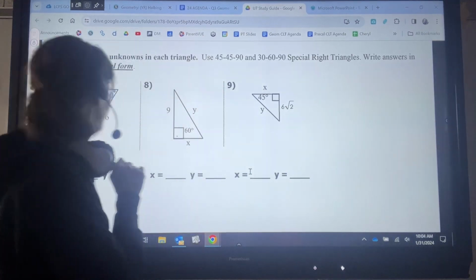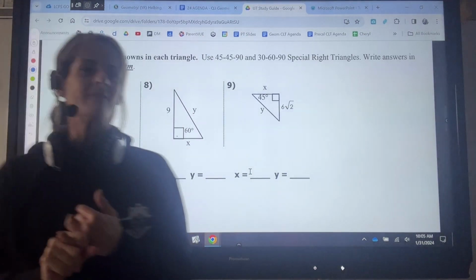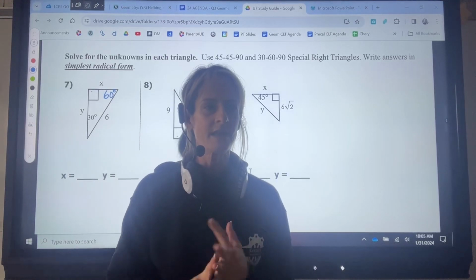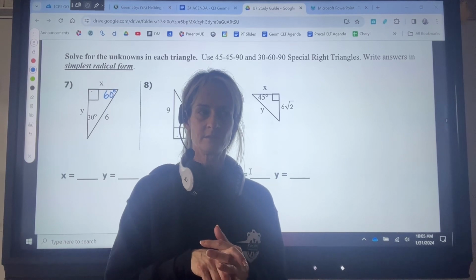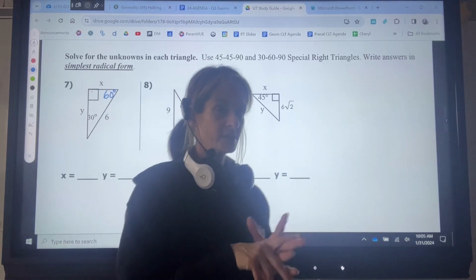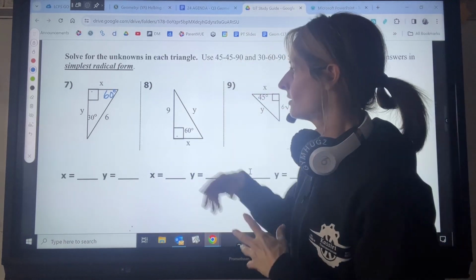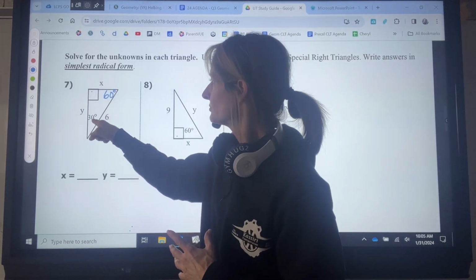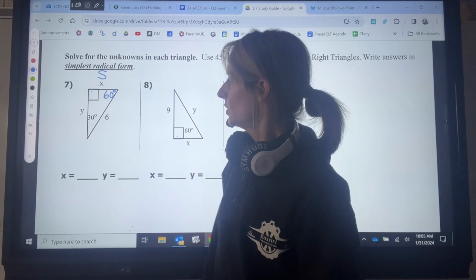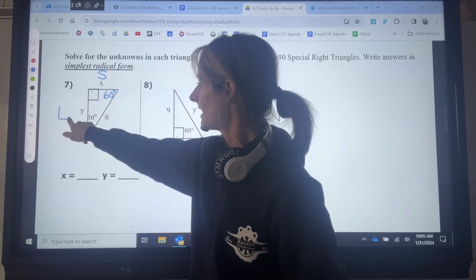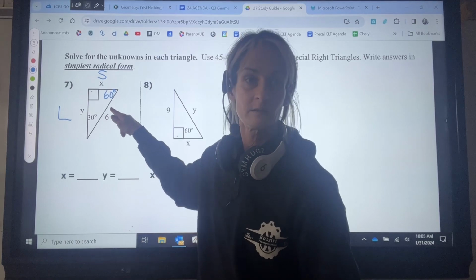Okay, so this is the 30, 60, 90 triangle. We have a short side, a long side, and a hypotenuse. How are we going to determine which is the short side? The short side is across from the shortest angle. Right, the smallest angle, which in this case is 30. So this x is the short side, which makes this y the long side, and the 6 is the hypotenuse because it's across from the 90.